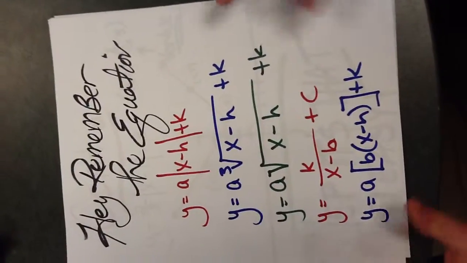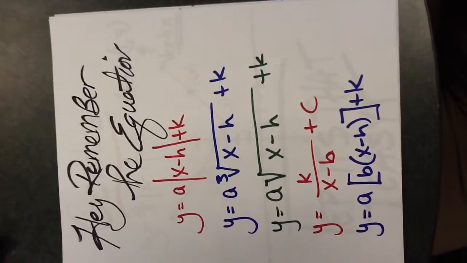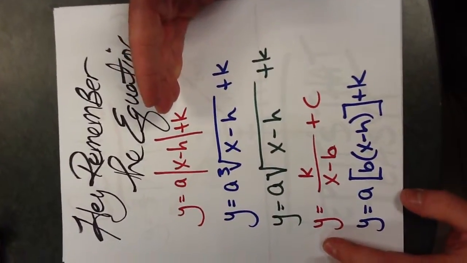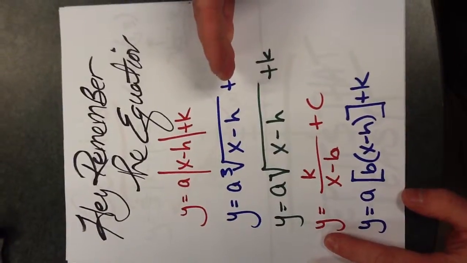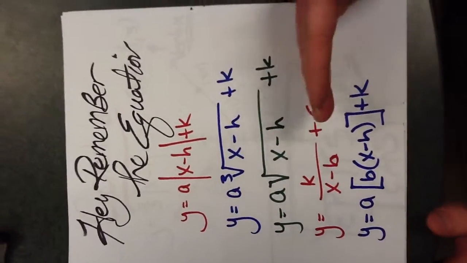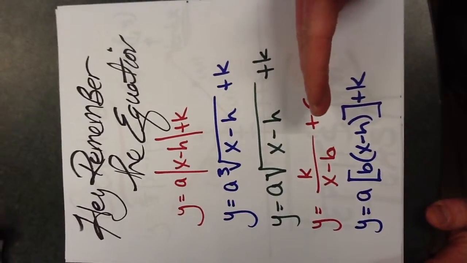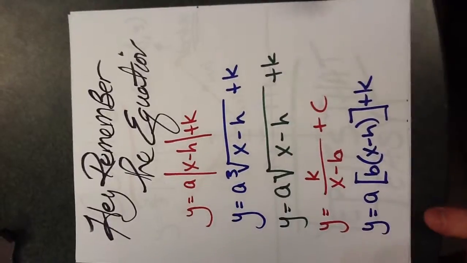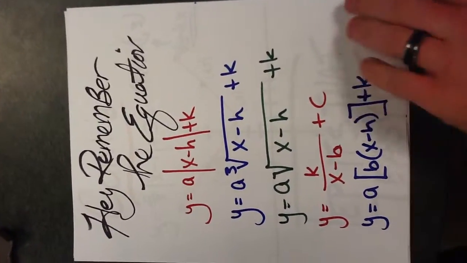Next one. Hey, remember, there are equations. The equations thereof. Y equals, this is your absolute value. Here is your cube root function, your square root function. This is your fun one. This is your hyperbola, also known as your inverse variation. And finally, your greatest integer function.